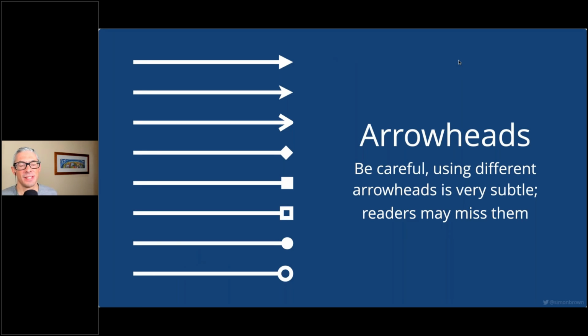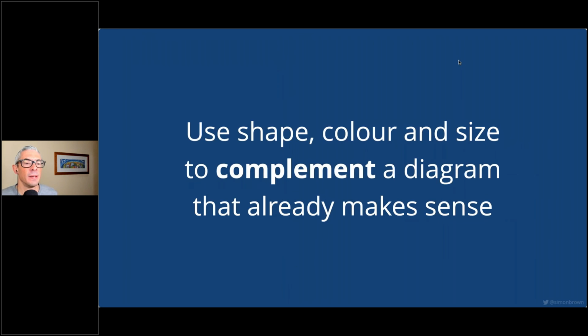People ask me about arrowheads. I would steer clear of arrowheads because it's a very subtle notation. If you've got a big diagram and you zoomed out, I think a lot of people miss arrowheads. So just be careful. By all means, do so. But if you're using boxes and lines notation, I would steer clear. If you're using UML and Archimate, then you should definitely use the arrowheads provided by the notation.